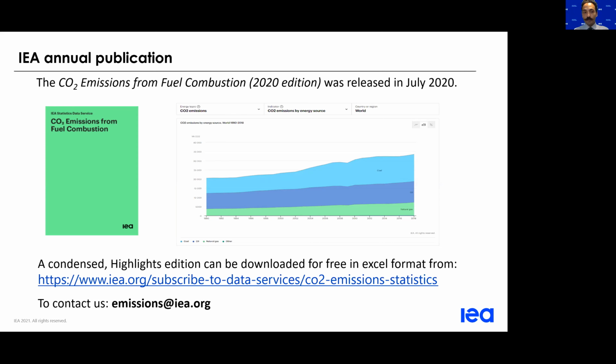And some of the data included in this publication can be accessed through our data browser on the website, and also in an Excel format, which can be downloaded for free from our website if you click on the link provided. And if you have any questions, you can always address them to our email address written down there.